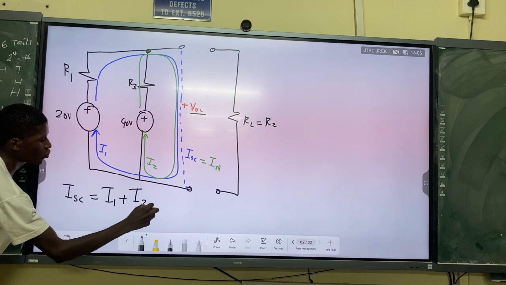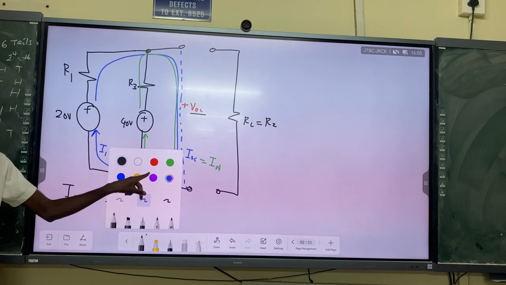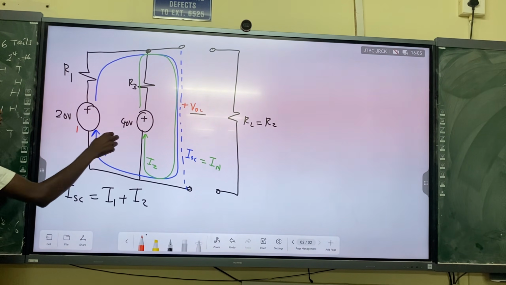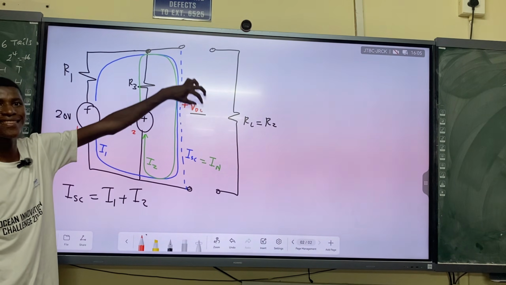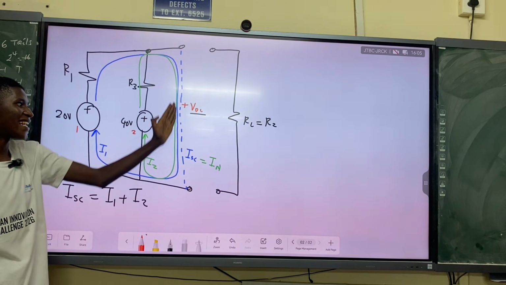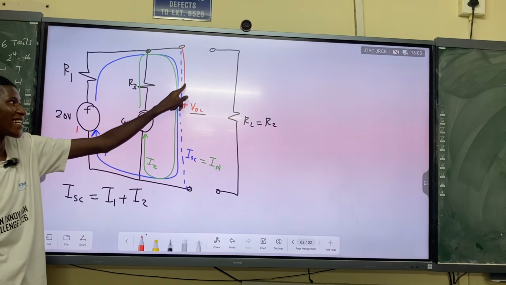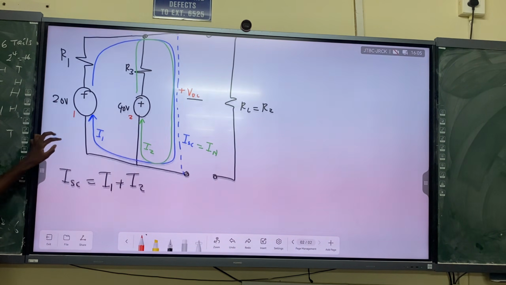So it's found by adding I1 and I2, just as before, because of the current coming from the voltage source, from 20 volts and also from 40 volts. All of the currents will prefer a path with no resistance, a path that is easy, when we are putting a conductor like a short circuit. We saw that before.